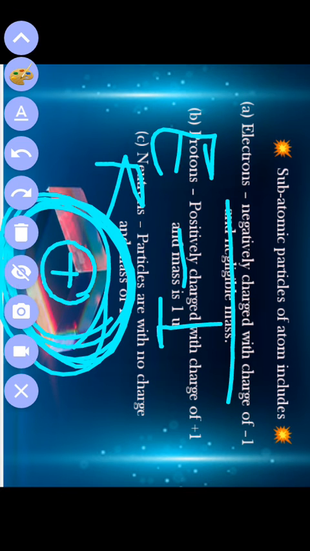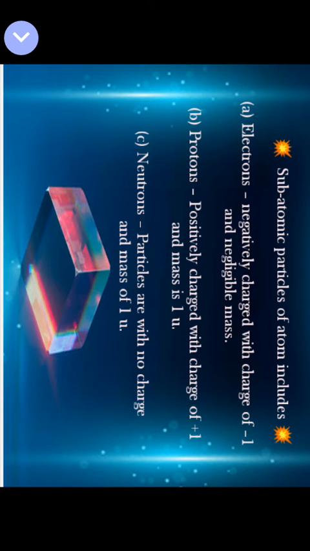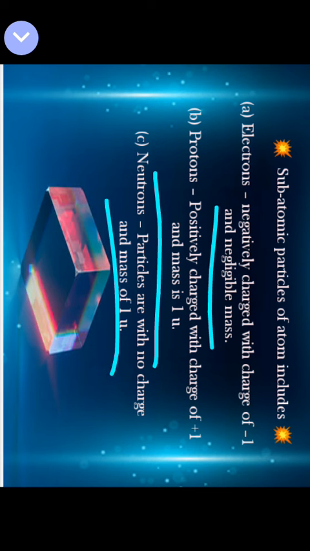Alright, now let us see the masses of electrons, protons and neutrons. The mass of an electron is 0. Now the mass of a proton is 1 u and the mass of a neutron is 1 u.